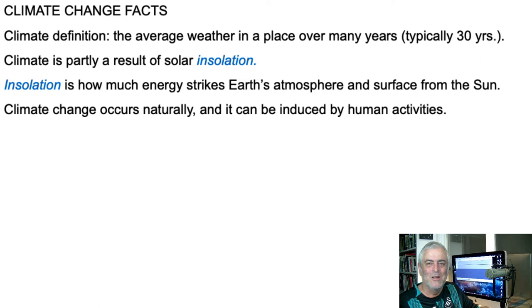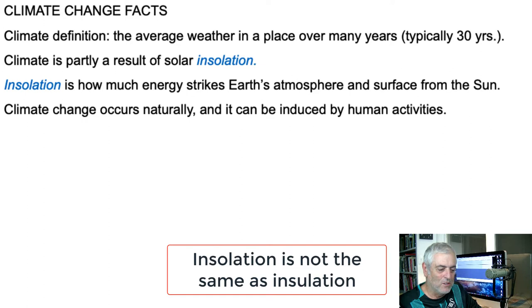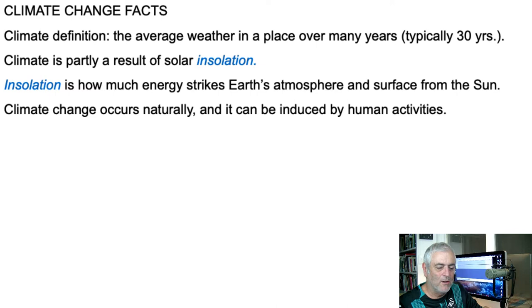So this is not the same thing that you would put in a wall, okay? A construction for a wall, retention of heat or the retention of cooling, let's say. Insolation, you know, the name of our star is Sol, right? The sun is called Sol, S-O-L. So solar, and then solar insolation, or solar irradiance is another way that people often put it. So it's the amount of energy that strikes the Earth from the sun's radiation, essentially. So climate change occurs naturally, but it can also be induced by humans. Those are just the facts.